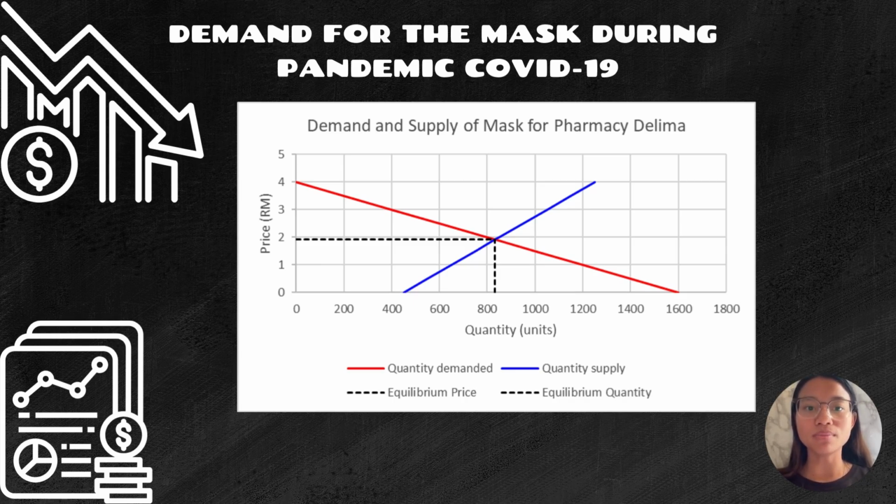The red line shows demand and the blue line shows supply. They intersect at the equilibrium point where the price is 2 ringgit and the quantity is 800 units. At this point, the number of masks people want to buy equals the number available.